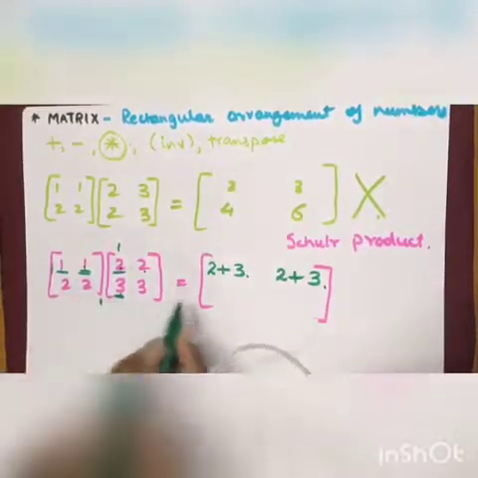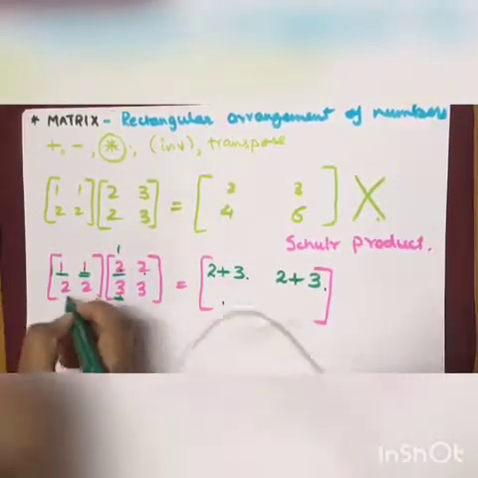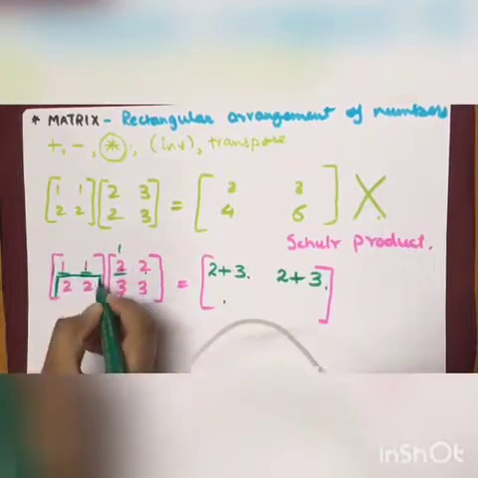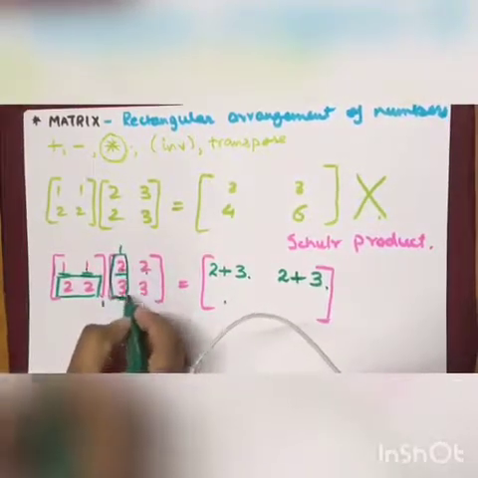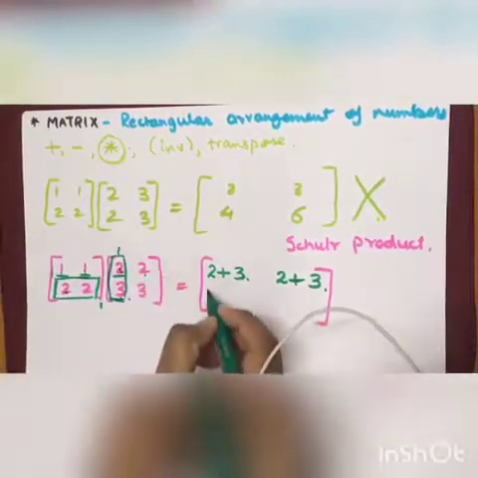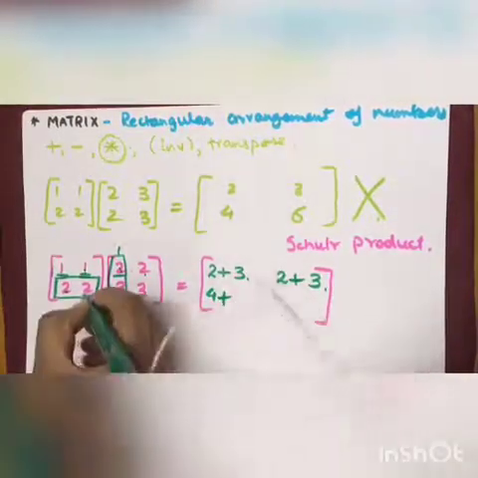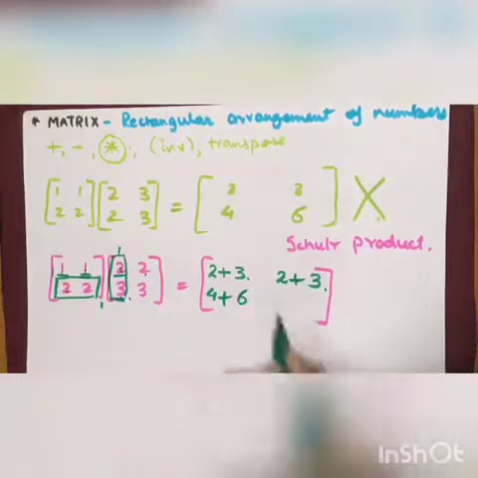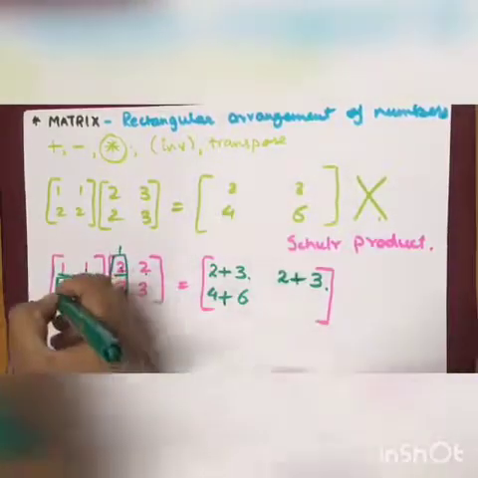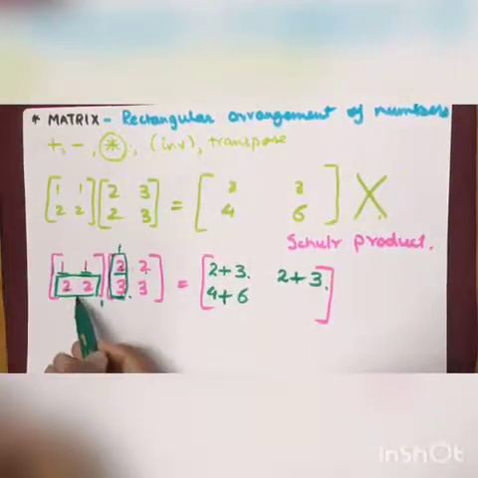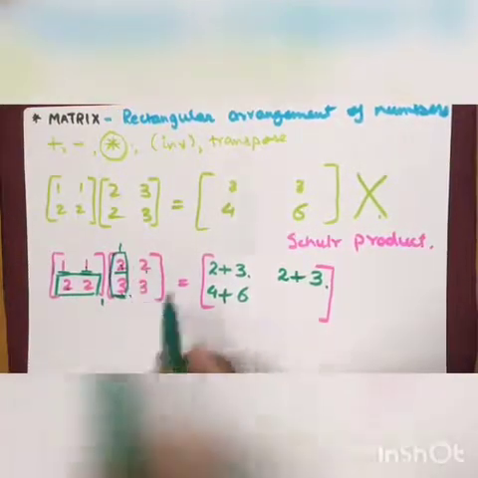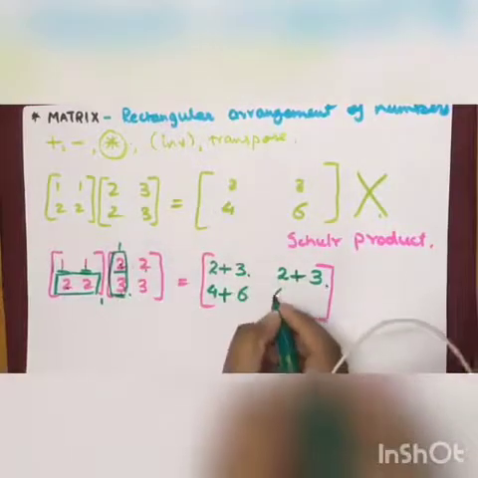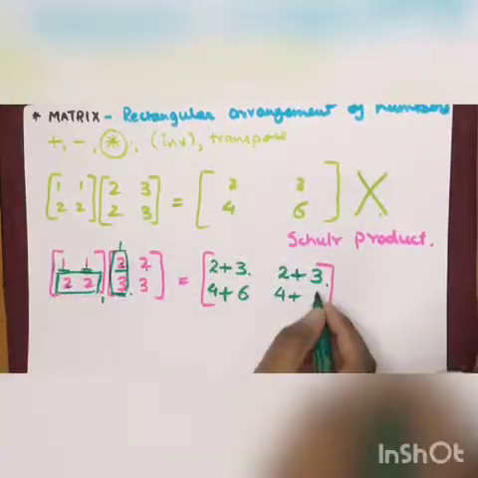For the third element of the resultant matrix, we multiply the elements of the second row of the first matrix with the first column of the second matrix. So it's 2 into 2 is 4, and 2 into 3 is 6. Similarly, for the fourth element, we multiply the elements of the second row of the first matrix with the second column of the second matrix, which is 2 into 2 is 4 again, and 2 into 3 is 6.